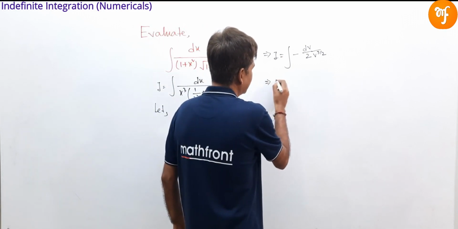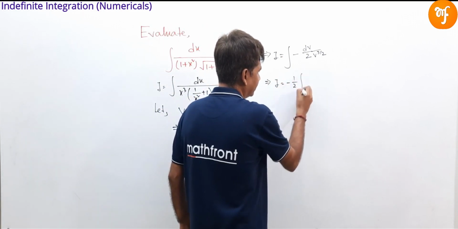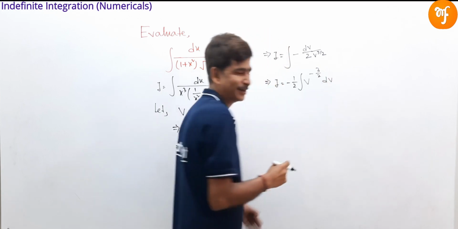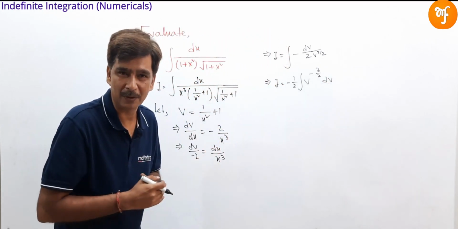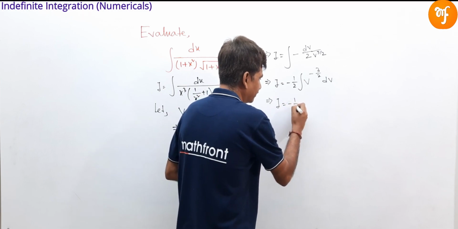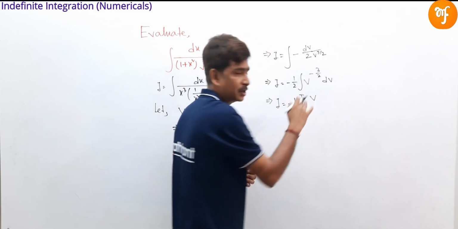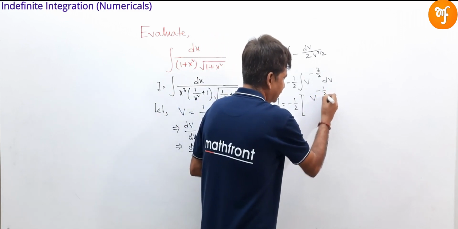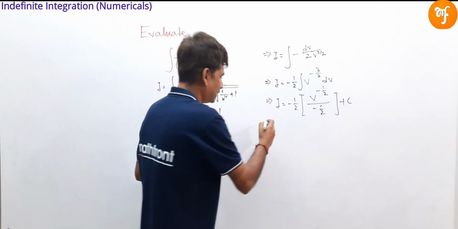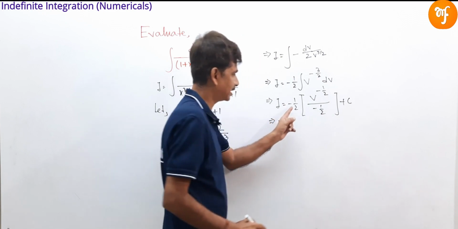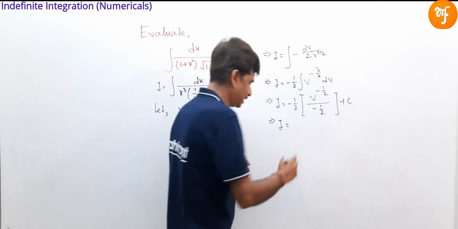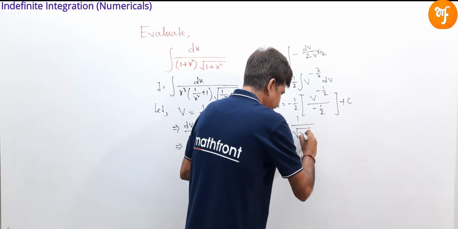So what is the integration? I is equal to minus half into the integration of v to the power minus 3 by 2 dv. Now, this is quite easy. We can apply directly the formula for the integration of x to the power m dx. So applying the formula, we will get I is equal to minus half into v to the power minus 3 by 2 plus 1, divided by minus half, plus c, where c is the integration constant. So simplifying, we can cancel minus half from numerator and denominator. So this will be v to the power minus half, that is nothing but 1 divided by square root of v plus c.